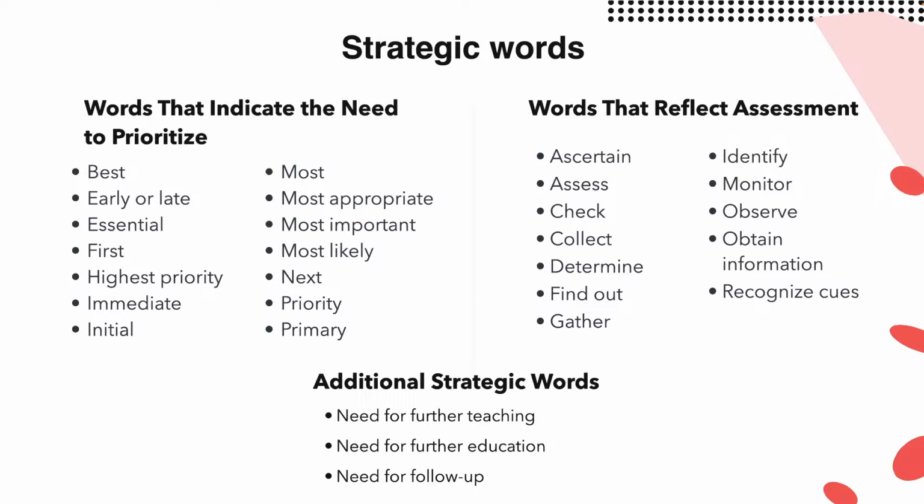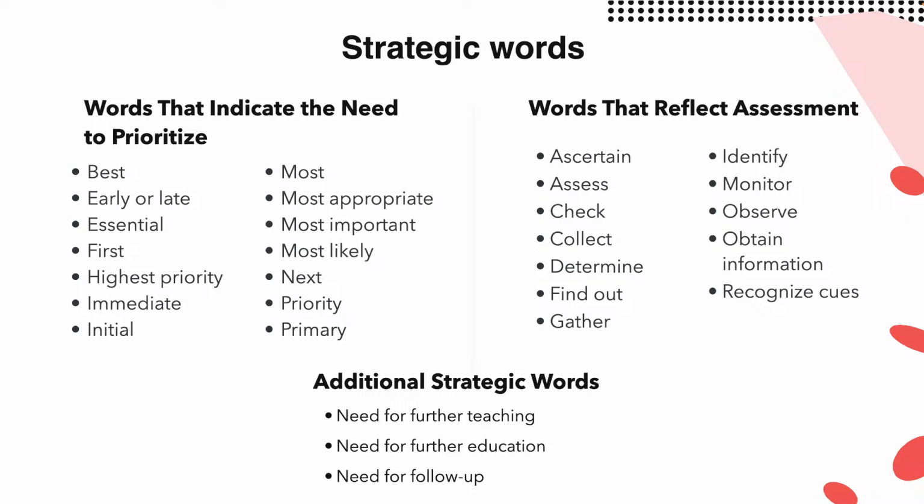Strategic words are words that are going to point you into: do I need more information? Do I need to do an assessment? Do I need to prioritize? Okay. So whenever you identify those words, it points you in the right direction. So whenever you see words like best, early or late, essential, first, highest priority, immediate, initial, most appropriate, most important, most likely, next, priority or primary, the question is telling you that there is a need to prioritize.